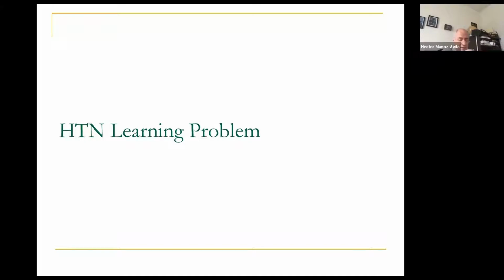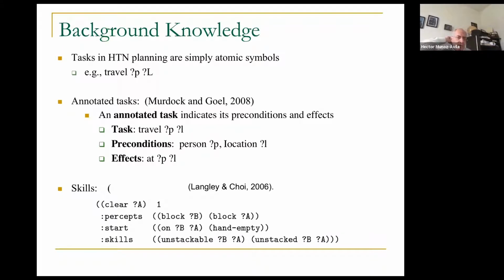Okay, so let me try to run through a little bit how the HTN learning problem can be defined in a few variants that have been explored by researchers over the years. The first one is, there is usually a need for background knowledge. The reason is, I mentioned the tasks, and there is a task like here, travel, this person is going to location L. That's a task.